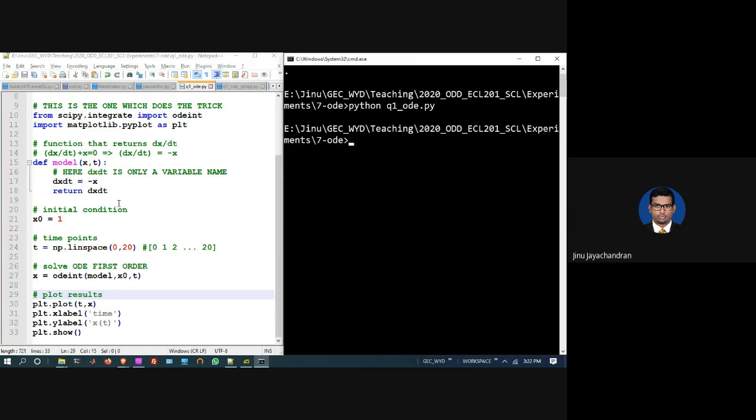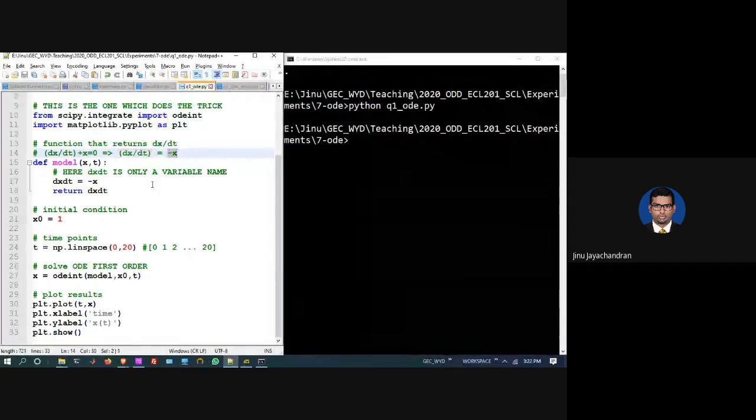The only catch here is you want to define this model function correctly, in which whatever is returned from this function is the right hand side of the differential equation, where the left hand side is only the first order differentiation dx by dt, and all other terms will come in the right hand side.